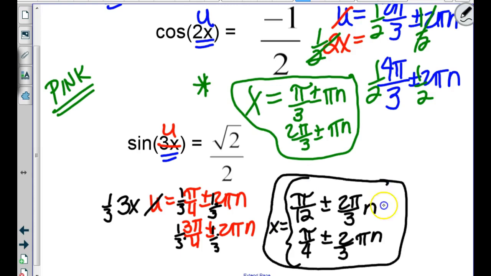Now, I will tell you, I was nice, and there aren't any where you have to find only the solutions between 2 pi. Remember that was kind of tricky? You had to start with the first one and then keep adding and make sure you got them all. That's not on there. You're welcome. Are we good on that 5.3a?